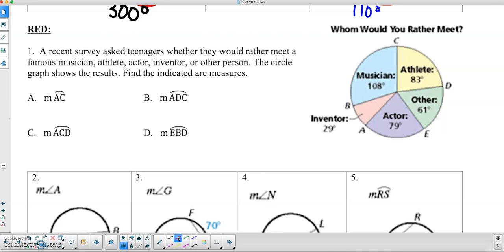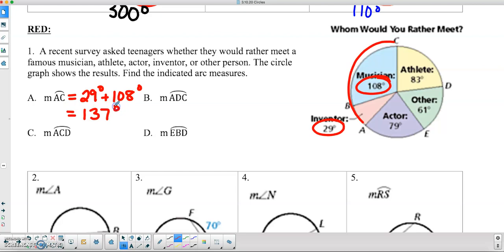So if I'm going from A to C, I'm going to go straight through B to C. So in this case, I'm going to add together my 29 and my 108. So the measure of arc AC is going to be 29 degrees plus 108 degrees. And when we add those together, that is going to equal 137 degrees.